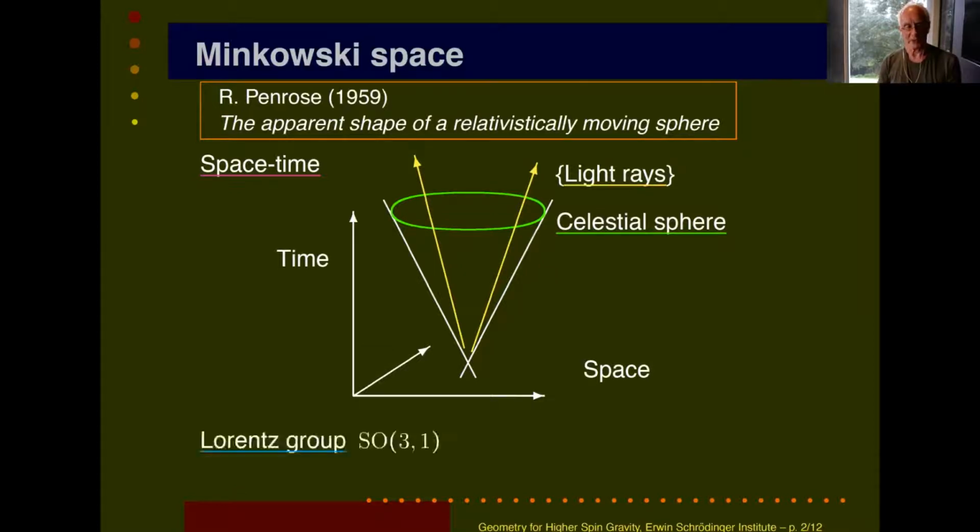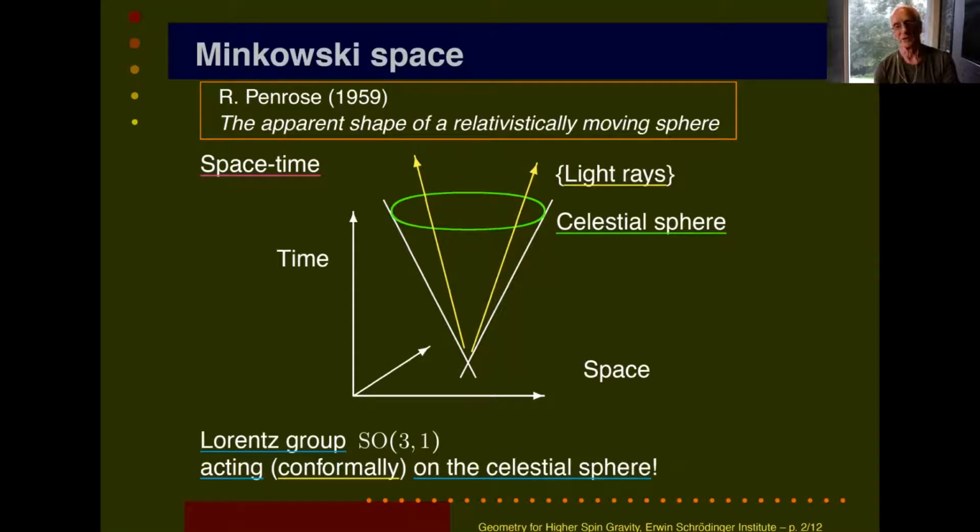And the point is that the Lorentz group is acting on all this. So the Lorentz group is the group of isometries of space-time which are preserving this event. And in particular, it acts on the sphere, of course. And how does it act on the sphere? Well, it acts actually conformally on the sphere.